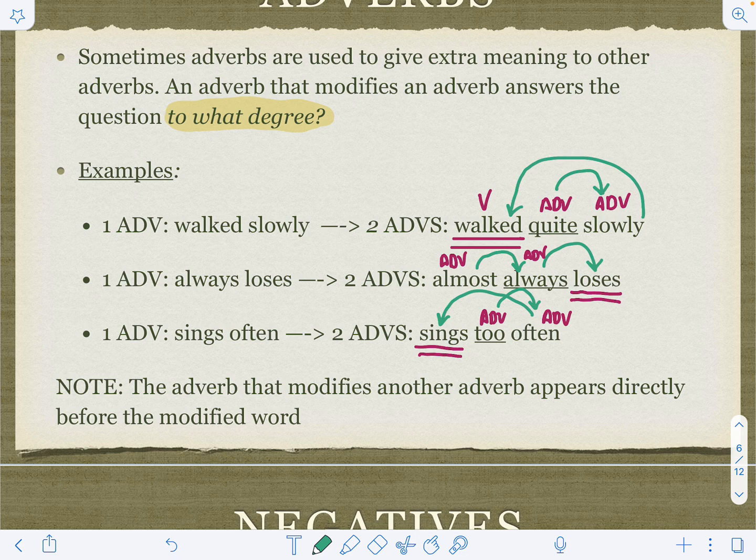So we have, like I said, a line of questioning that's very important as you walk through finding adverbs. And note, the adverb that modifies the other adverb appears directly before. Okay, so in all three of these samples, it's right before the word that it is modifying.